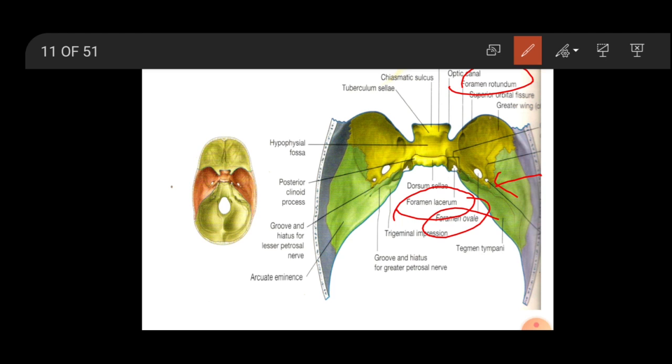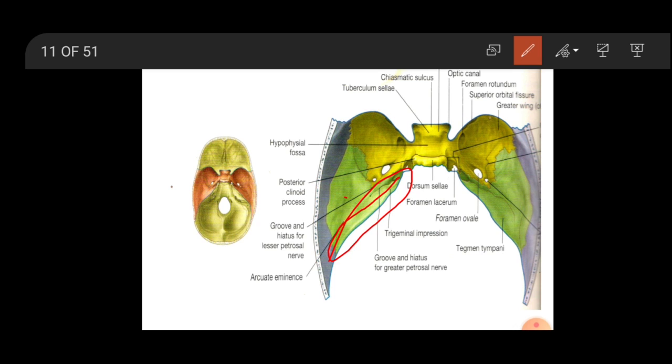Okay, so that is present in the midline. That is the greater wing of sphenoid, either side of the body of sphenoid. Then you have this petrous part of the temporal bone. Petrous means stony hard. So when you touch this petrous part, it is somewhat hard when compared to the remaining part of the temporal bone.